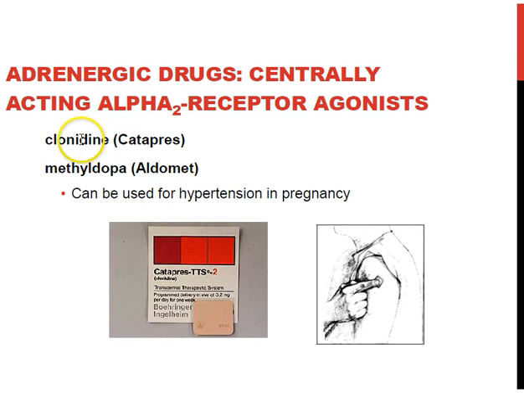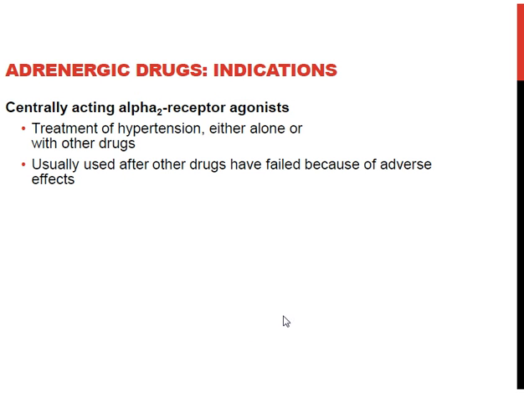What are the drugs that we use like this? Clonidine is one, and so is methyldopa. They typically come as patches, as you can see in the example here. So, same drugs, the centrally acting alpha 2 receptor agonists. We use them to treat hypertension. We usually use them after other drugs have failed. So what other drugs are we talking about? We're talking about the diuretics, the ACE inhibitors, the ARBs, the calcium channel blockers. These are our next go-to medication when other drugs fail.